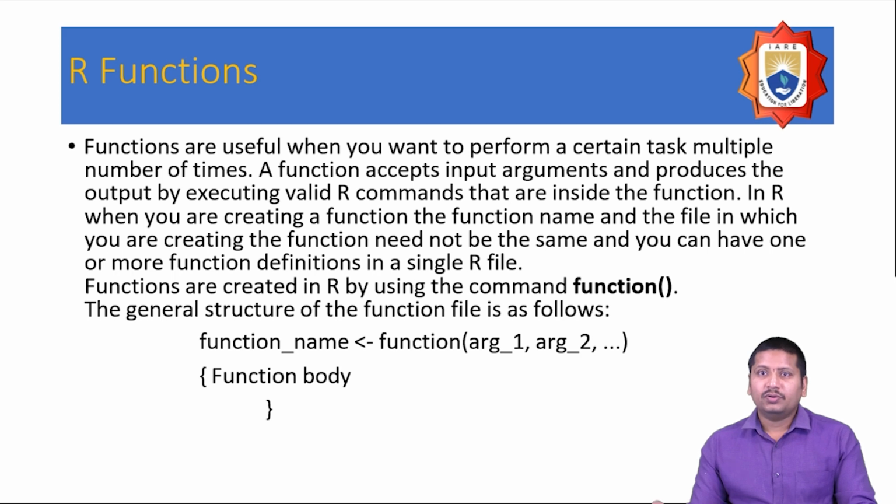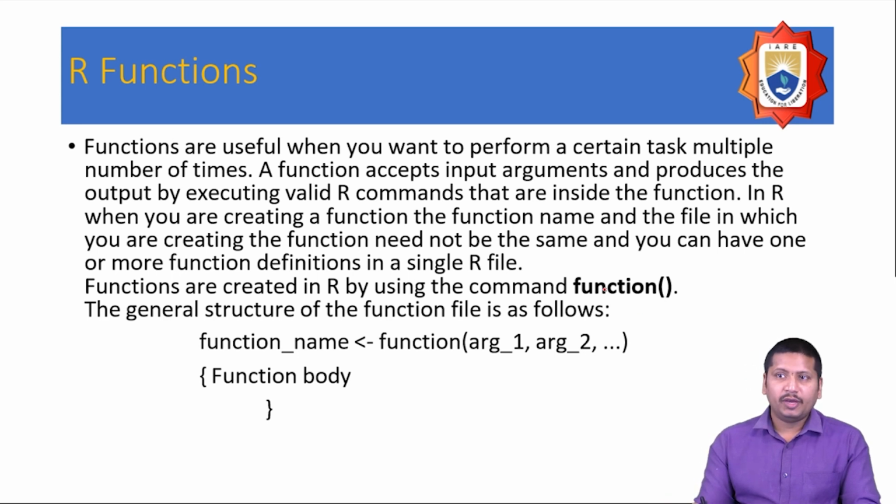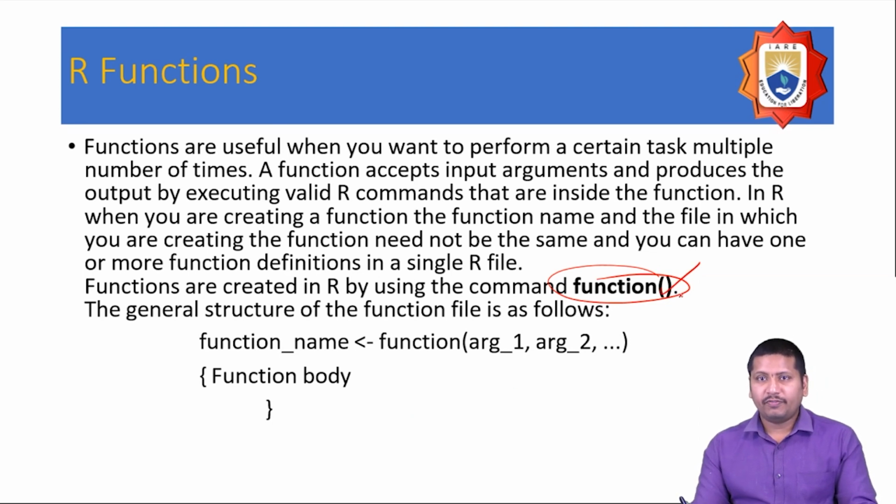Then R functions. Functions are used to perform a task a certain number of times. An R function accepts input arguments and produces output by executing the valid commands inside the function. Normally in R, when I create a function, the function name and the file in which we create the function need to be the same. Functions are created by using the predefined keyword function, which you can use to declare a function in R programming.